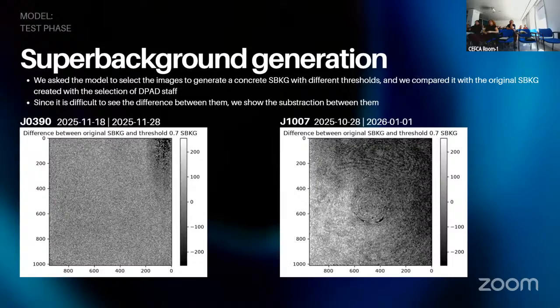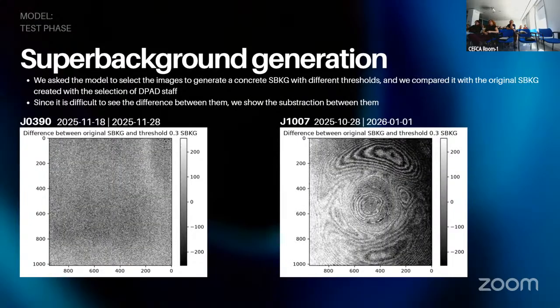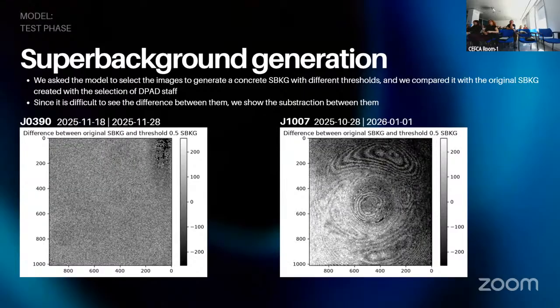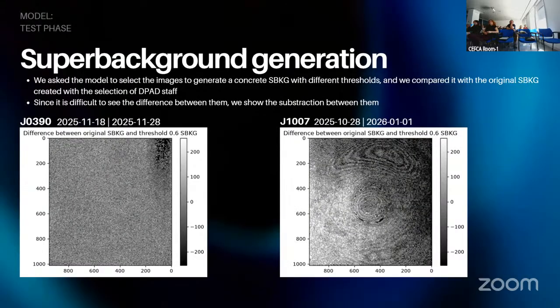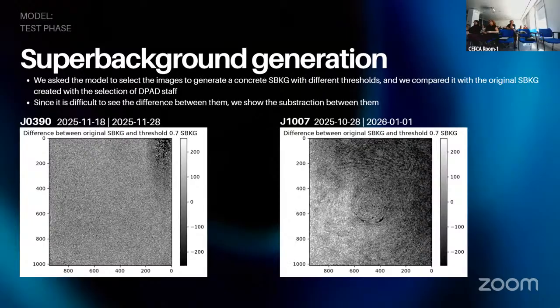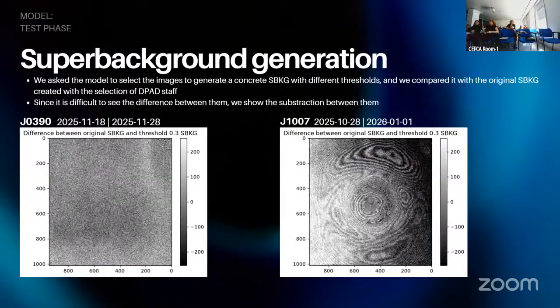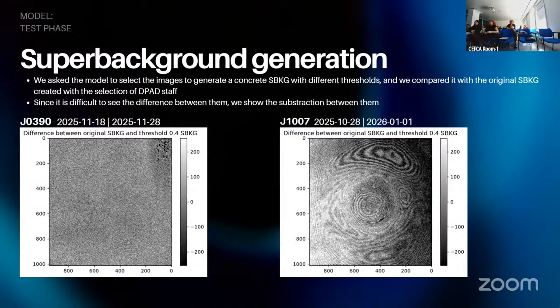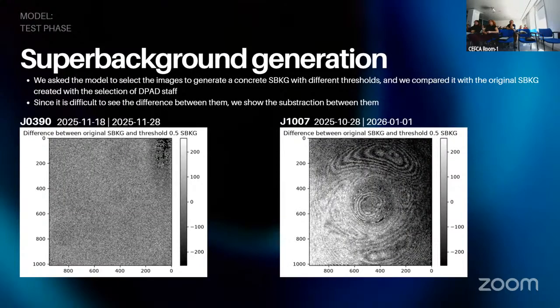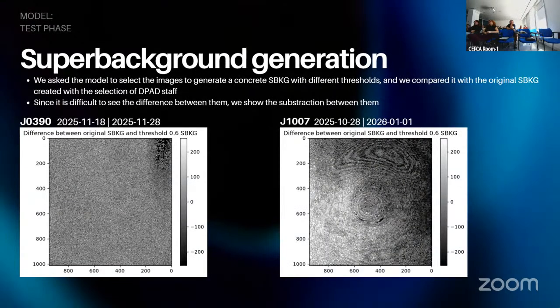Yes, but the amount of images is really low when you pick a low threshold. That's why maybe you have too few images to generate the super background if you pick a really low threshold. Of course, the images are more likely to not have any artifacts, but the amount is going to be really low.